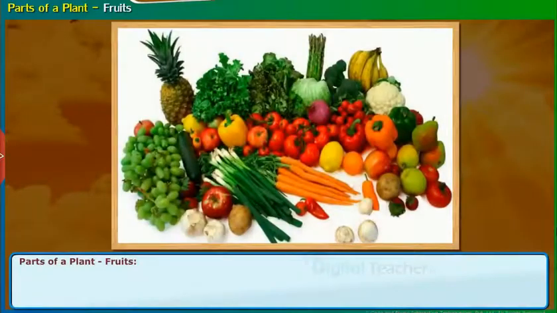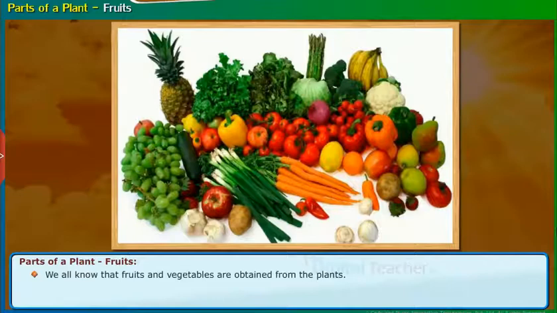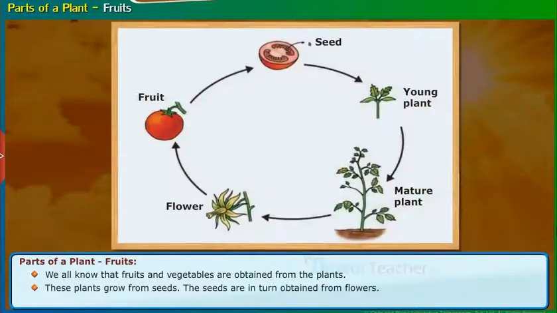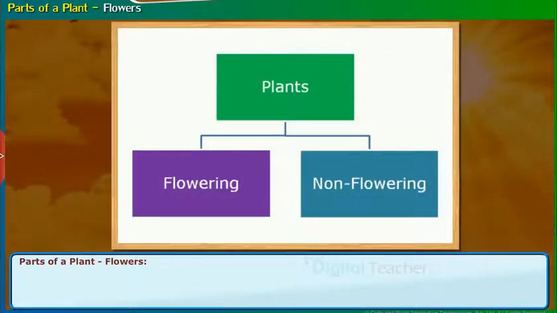Let us study the importance of fruits. We all know that fruits and vegetables are obtained from the plants. These plants grow from seeds. The seeds are in turn obtained from flowers. This is a cyclic process. Now let us know about the flowers.